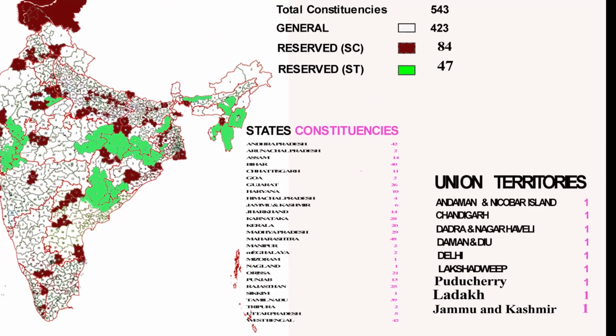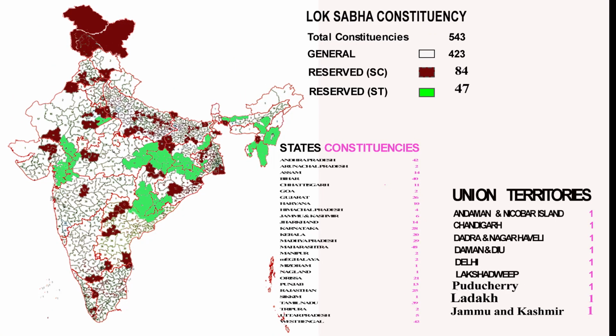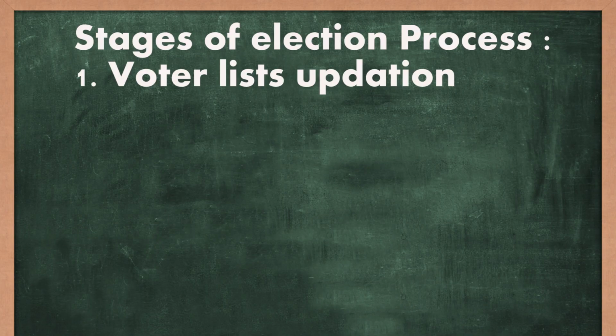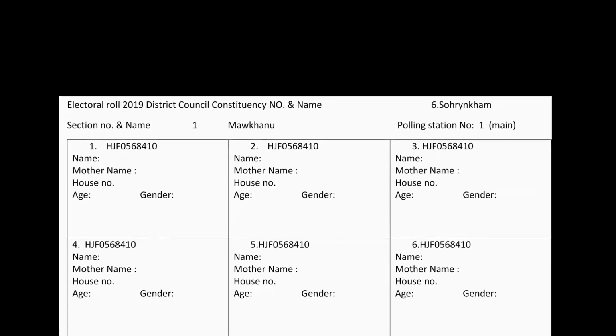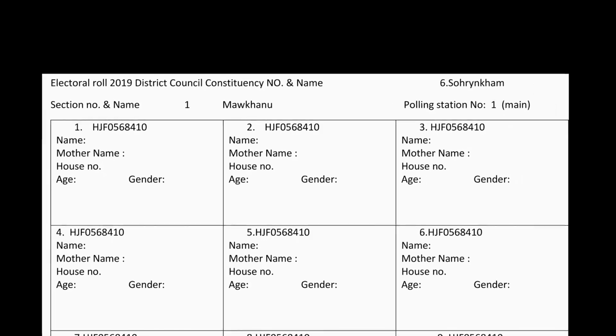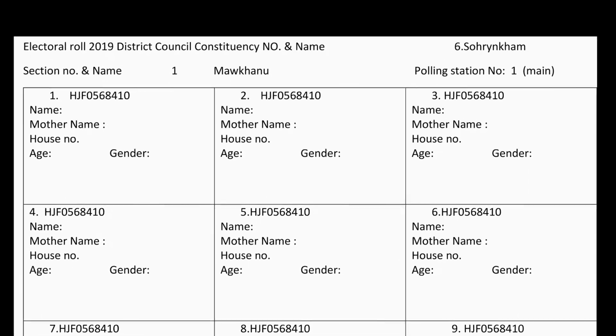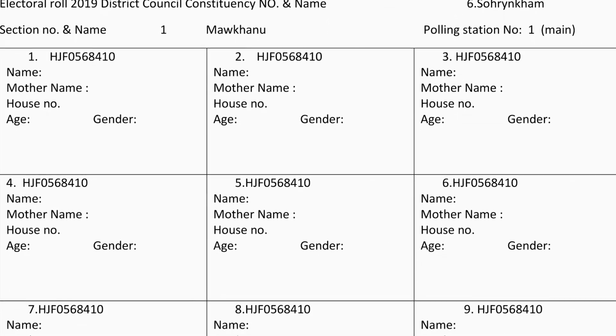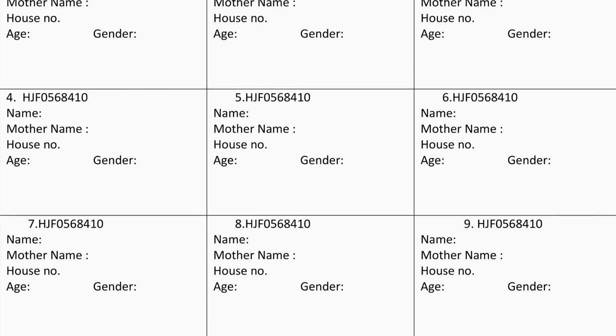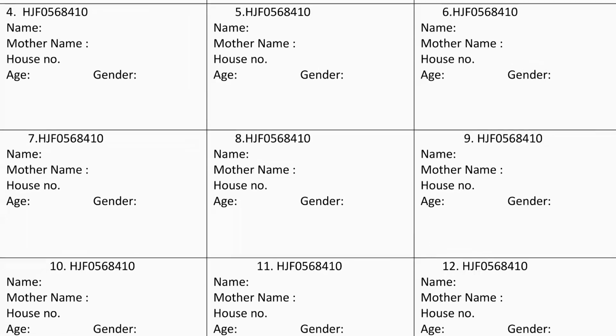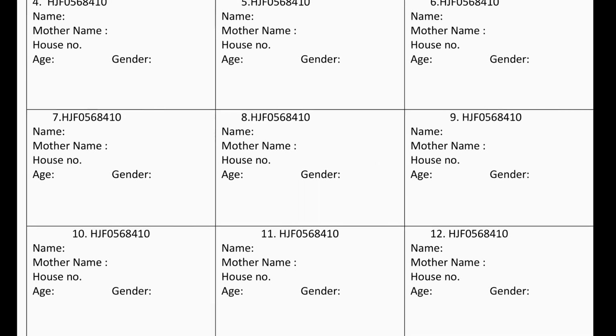Now, let us see what are the stages of the election process. Number 1. Voters list updation. All the citizens who are 18 years and above, regardless of caste, religion, gender, rich or poor, educated or not educated, are eligible to vote. The list of voters, officially called the electoral roll, is updated by adding all members who have attained 18 years and by deleting those who are dead or have moved out of a place.